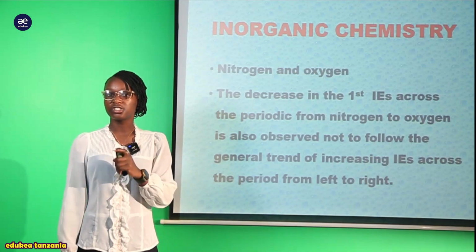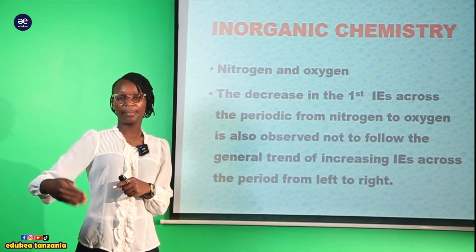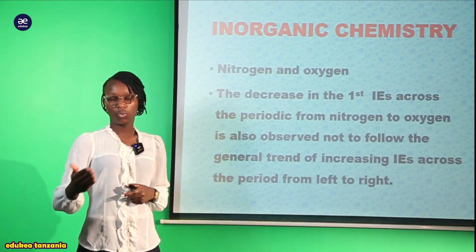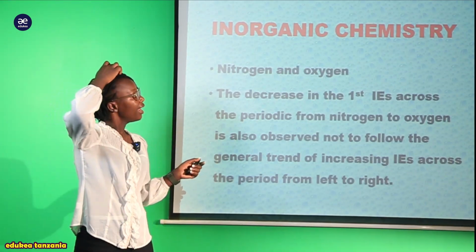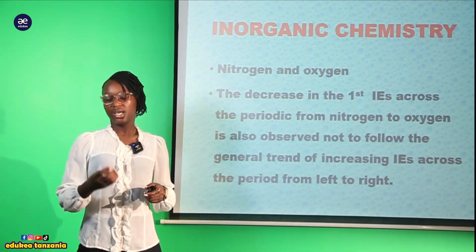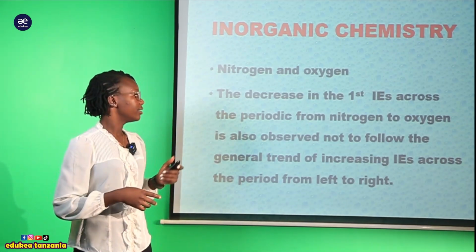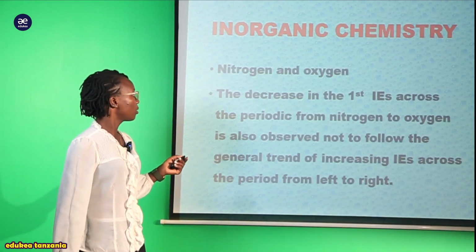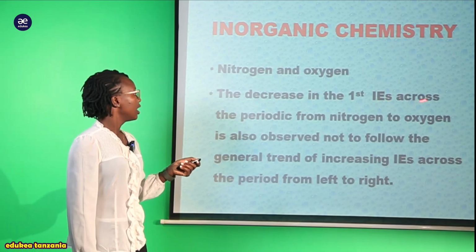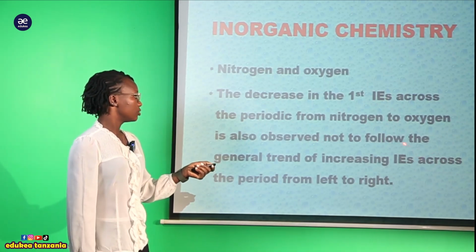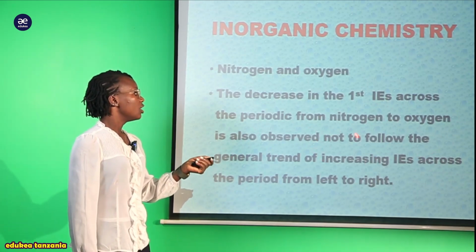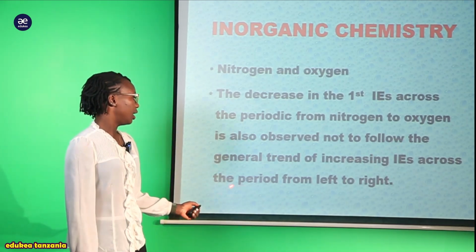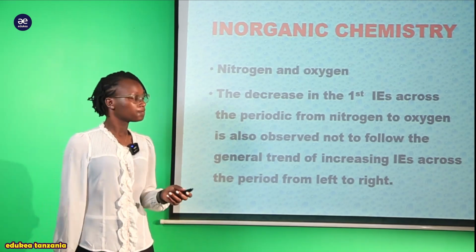Kwamba kuna baadhi ya observations zimeonekana kwamba hazifollow ile trends ambayo inajulikana kwamba across the period from left to right ionization energy inakuwa hivi. So baadhi ya hizi element utaona kwamba the ionization energy inadisplay the difference. It tends to display a different trend. That's why anasema kwamba the decrease in the first ionization energy across the period from nitrogen to oxygen is also observed not to follow the general trend of increasing the ionization energy in the period from left to right.